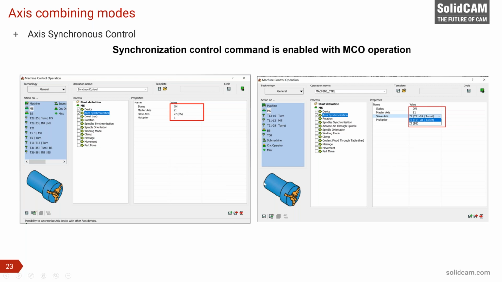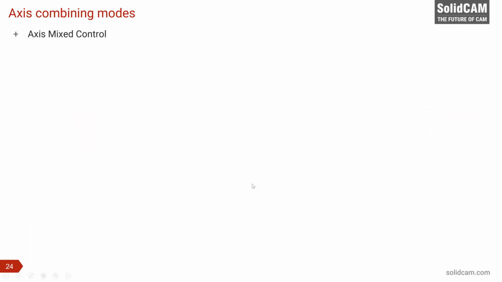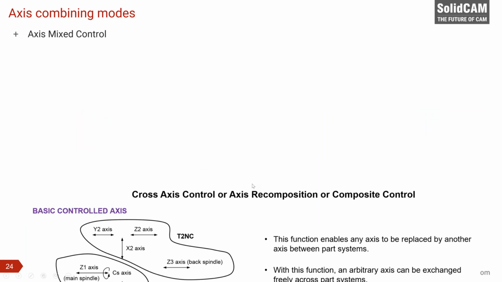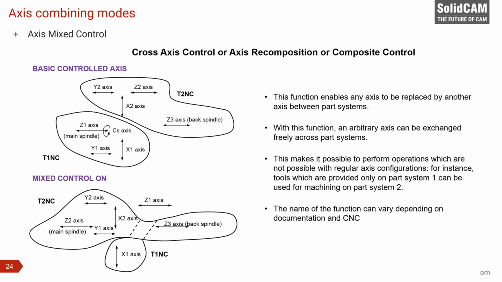It is described completely what is allowed, what is not, and you will have messages from the system if something goes wrong. One more, I would say, more complex combining mode is called mixed control. It is also called axis recomposition or composite control. This is on the left side, an example from the machine documentation.